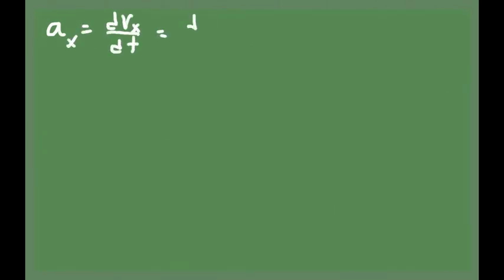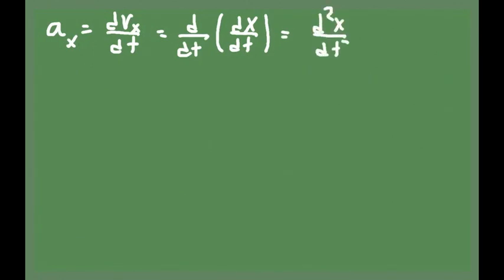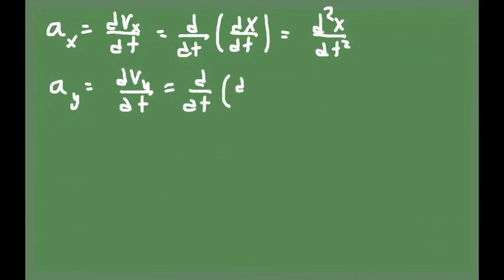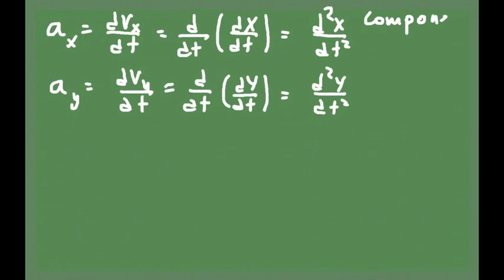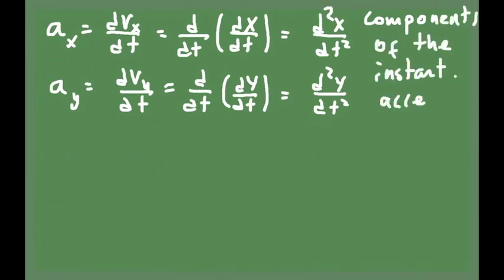Since the velocity is itself a function of position, then we can write that the acceleration is the derivative with respect to time of dx/dt, which can be written as the second derivative of the position with respect to time. The same is true for the y component of the acceleration, which turns out to be the second derivative of the position along the y-axis of the particle with respect to time. So these are the components of the instantaneous acceleration of a particle.